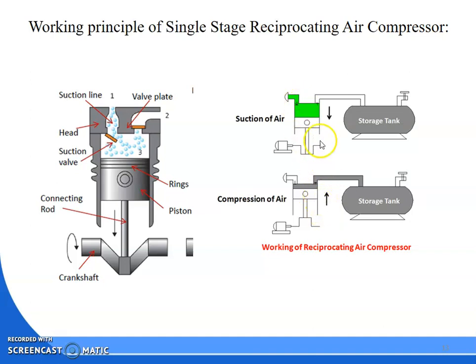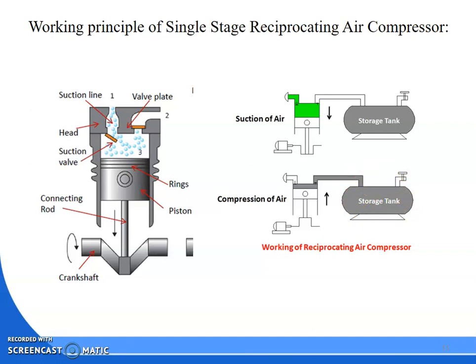When the piston moves upward, the volume of the cylinder will decrease. And if the volume of the cylinder decreases, gradually the pressure will increase, as well as the temperature. When the pressure and temperature inside the cylinder become higher than the delivery line pressure, due to this pressure difference, the delivery valve will be open and the compressed air inside the cylinder will be passed to the storage tank. Okay. These are the two strokes.